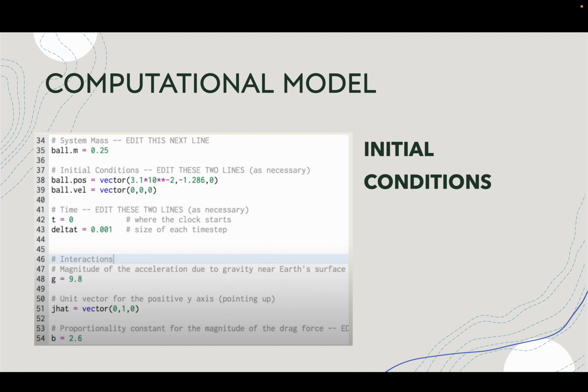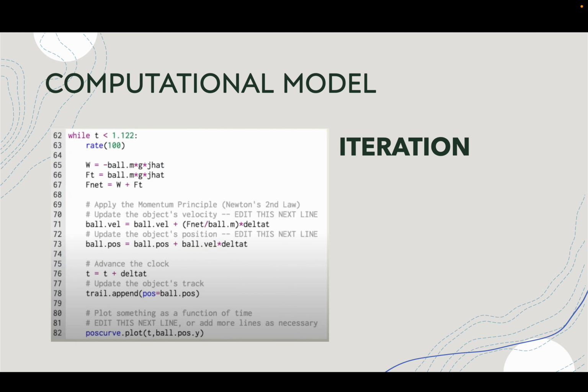To begin our computational model, first we have our initial conditions. We have the mass of the ball, the initial position and the initial velocity, and our delta t as well. We also put in the magnitude of the acceleration due to gravity, which is 9.8, and we have the unit vector for the positive y-axis, which is pointing up. And we also have the constant for the magnitude of the drag force.